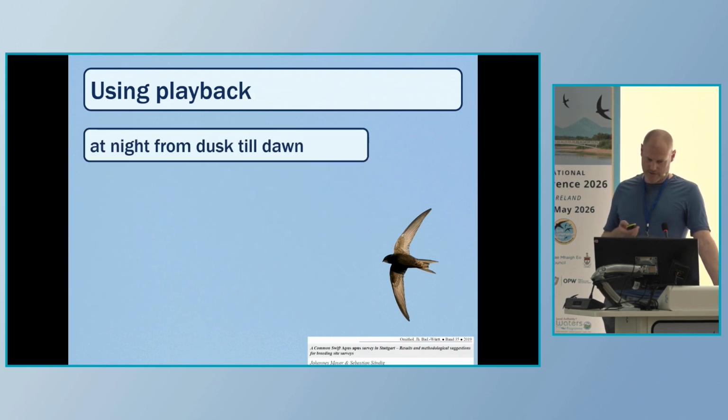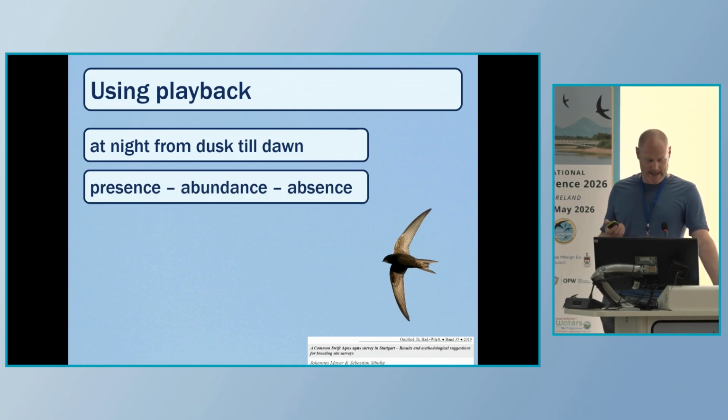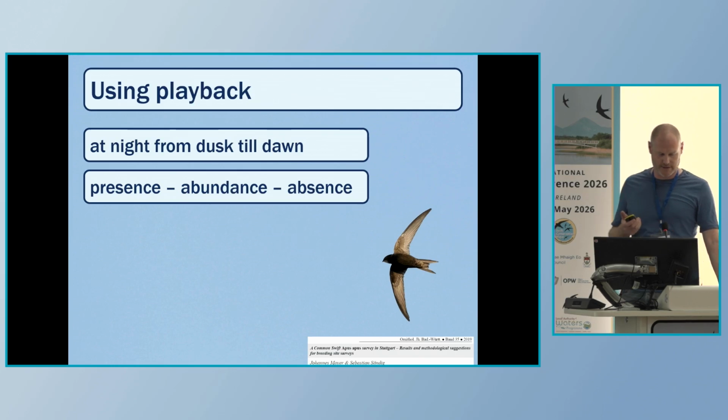Using playback, you can do it at night from dusk till dawn. You go to the buildings, use the playback from Swifts, and you are waiting for a response. If you get the response, then it's sure that there is a Swift presence. So presence is easy to detect.